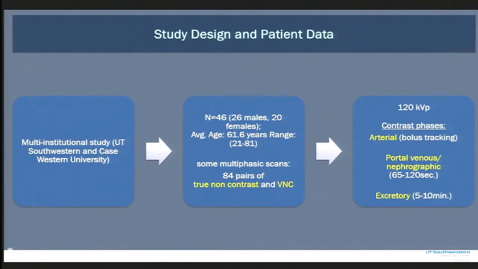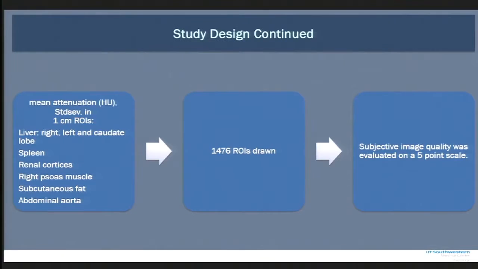We divided the contrast phases into three different categories: arterial, portal venous and nephrographic, and excretory. Those are the timings. And we measured mean attenuation in 1 centimeter ROIs in the liver, spleen, renal cortex, psoas muscles, subcutaneous fat, and in the abdominal aorta. Almost 1,500 ROIs were drawn, and subjective image quality was also evaluated for these images on a 5-point scale.